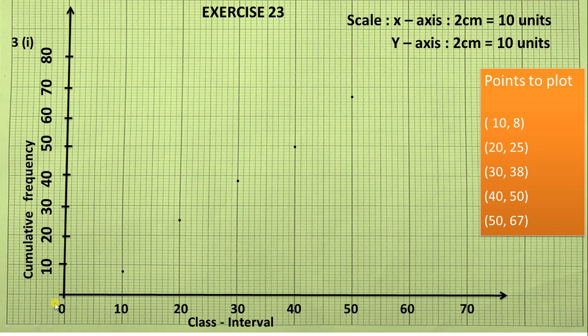Here the graph begins with 0 as the class interval. Why? Because less than 10 means this is the upper limit, the first class interval's upper limit. As the difference of the class intervals given is 10, so we can assume the class intervals as 0 to 10, 10 to 20, 20 to 30. Hence the cumulative frequency of the first class interval, that is the lower limit, begins with 0, and hence the curve should begin with 0 from the origin.